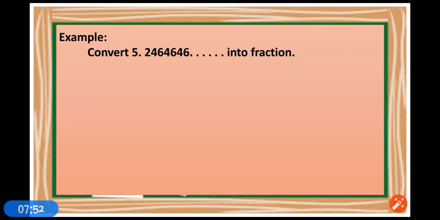Convert this 5.2464646 and so on into a fraction. So notice that you have your repeating digits, which is 46. And the first digits in which the 46 appears first is 5246, subtracted by your unrepeating digits, which is 52. So this is your numerator part.